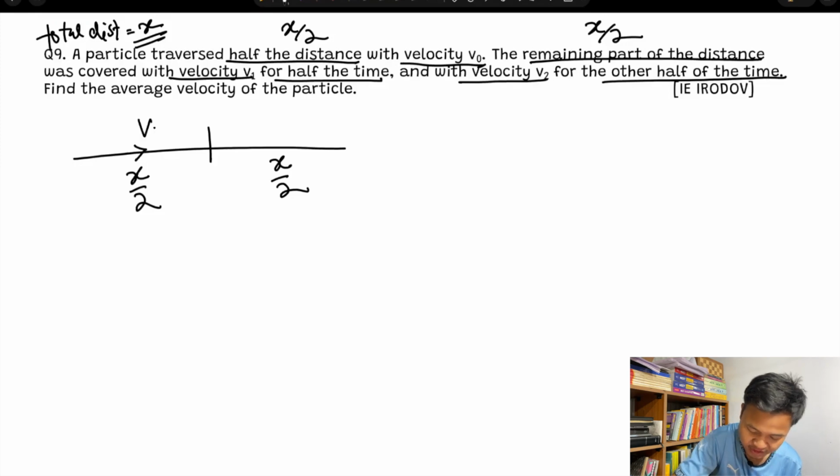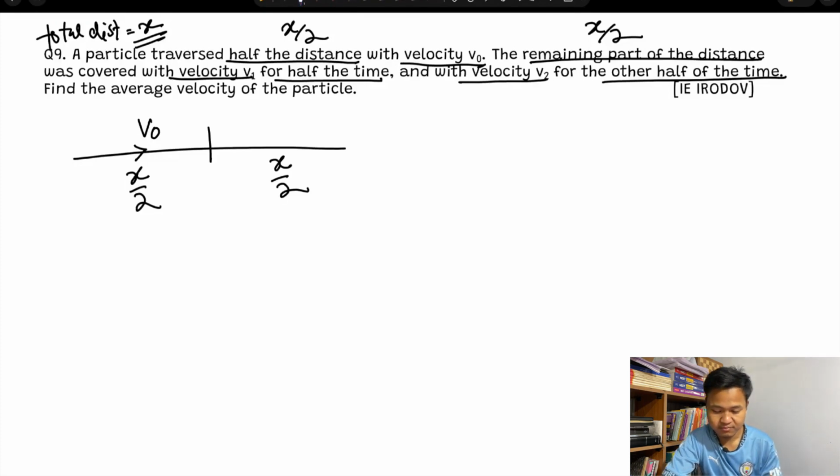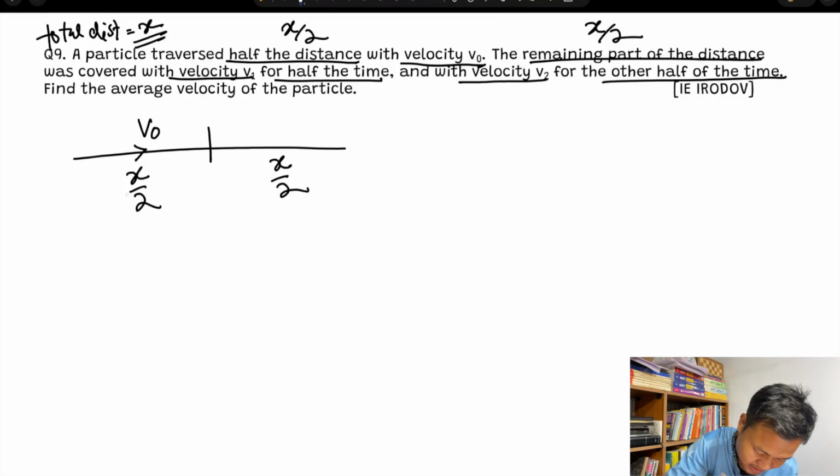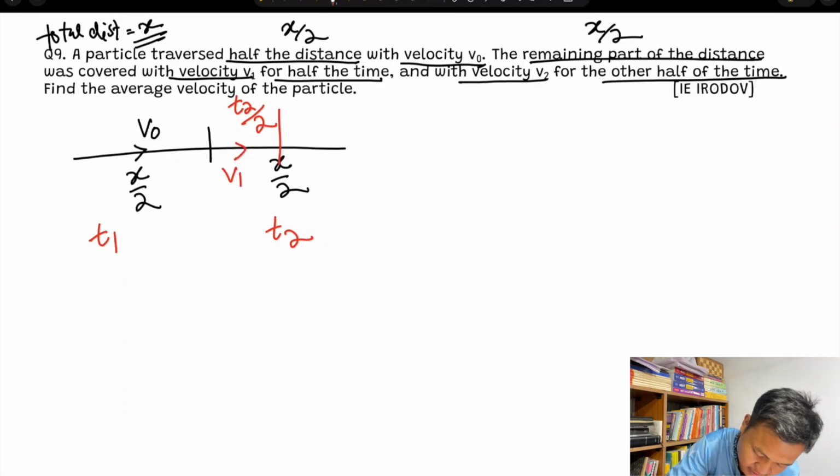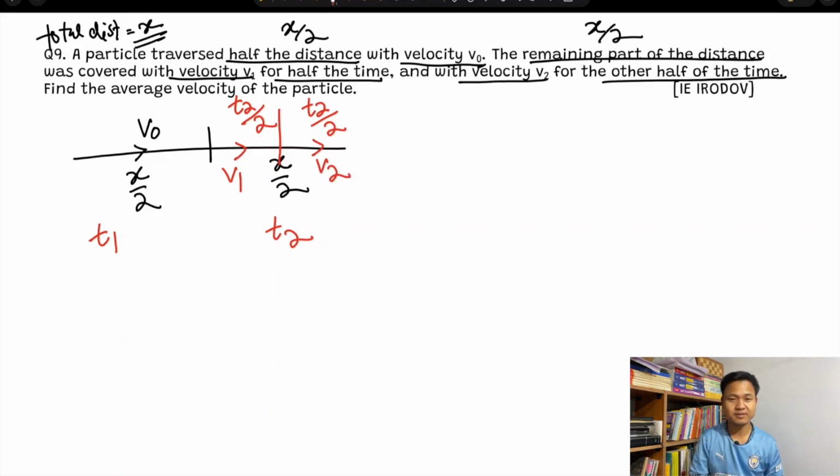First half is x by 2, second half is x by 2. The first half has speed v0. For the second half, it is given that the first half of the time it takes t1, and let's say the second half takes t2. Given t2 by 2, half of the second part it goes with speed v1 and half of the second part it goes with speed v2. Take some time to understand the question first.